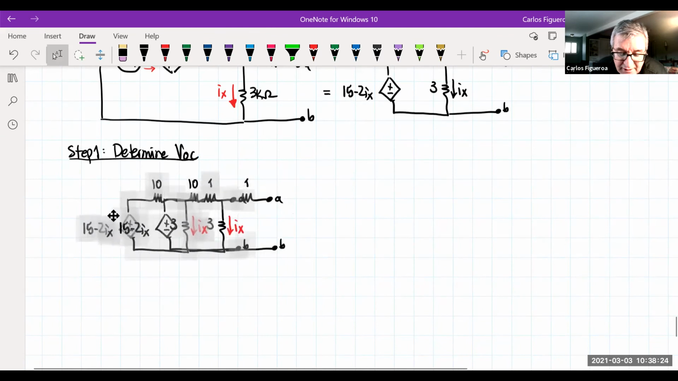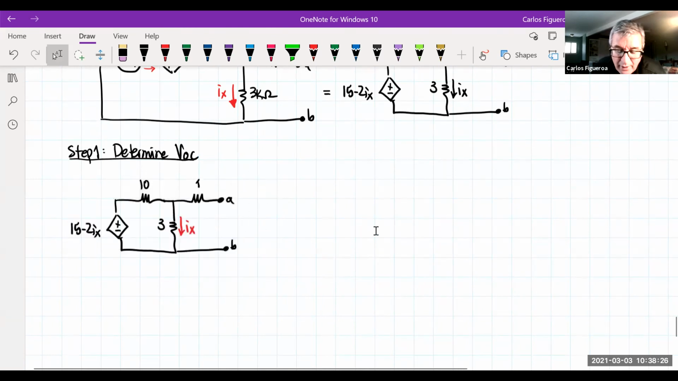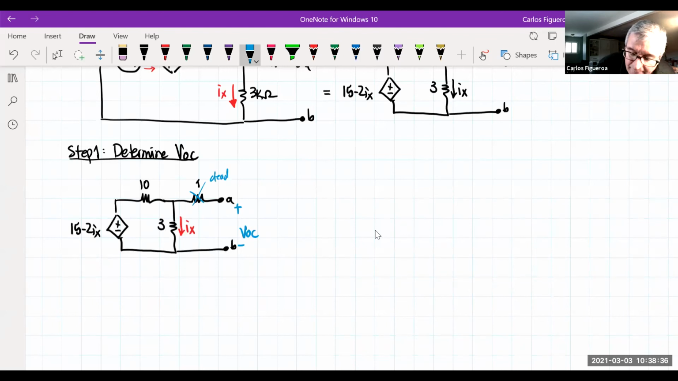So if I do that, the first thing that I see here is that that 1 ohm resistor in this calculation here, right? This is VOC. You could see that that guy's a dead resistor. It's dead. It doesn't mean anything. So now VOC, what we can see here is that just by looking at this thing, VOC must be the voltage across the 3 ohm, but the 3 ohm has to be 3Ix.